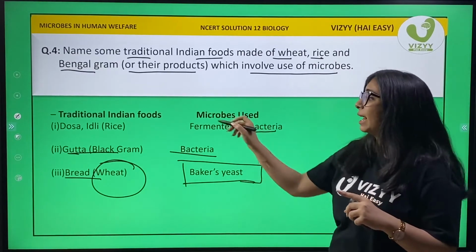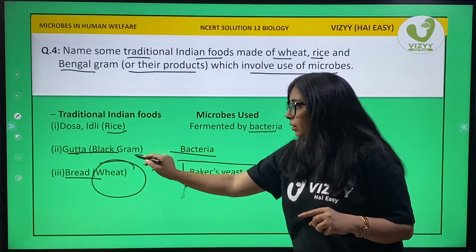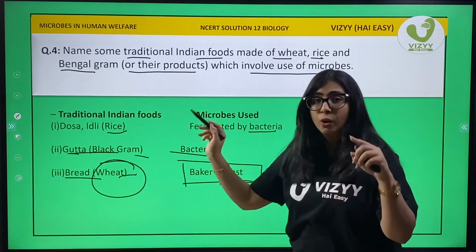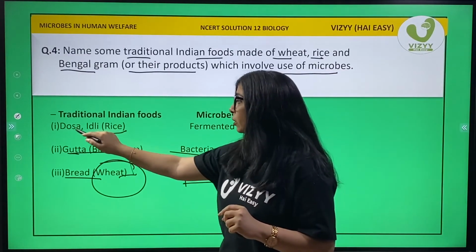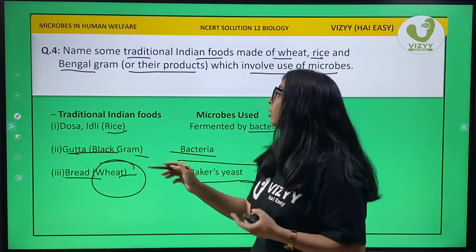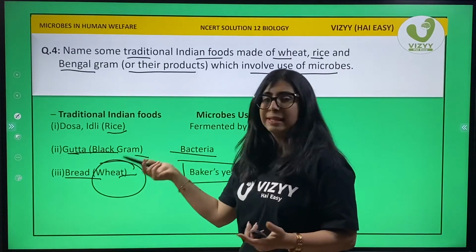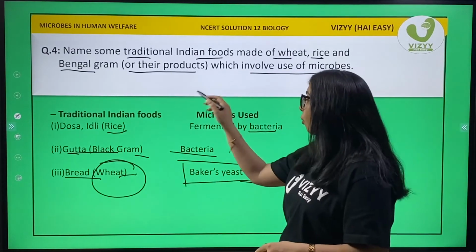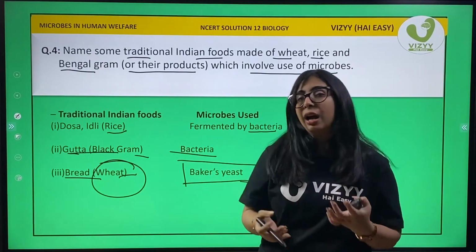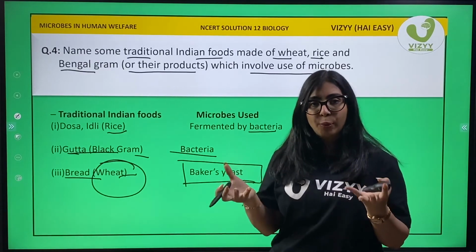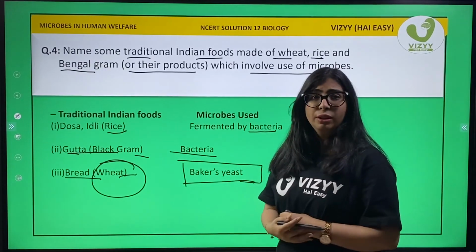So we know that, see, rice, gram and wheat, all 3 things are covered. Which foods are made? Dosa and idli is from rice, gutta is from black gram and bread is made up of wheat. And in all these we use microbes to make it more fluffy and to make it proper and tasty. So students, this is your answer number 4.